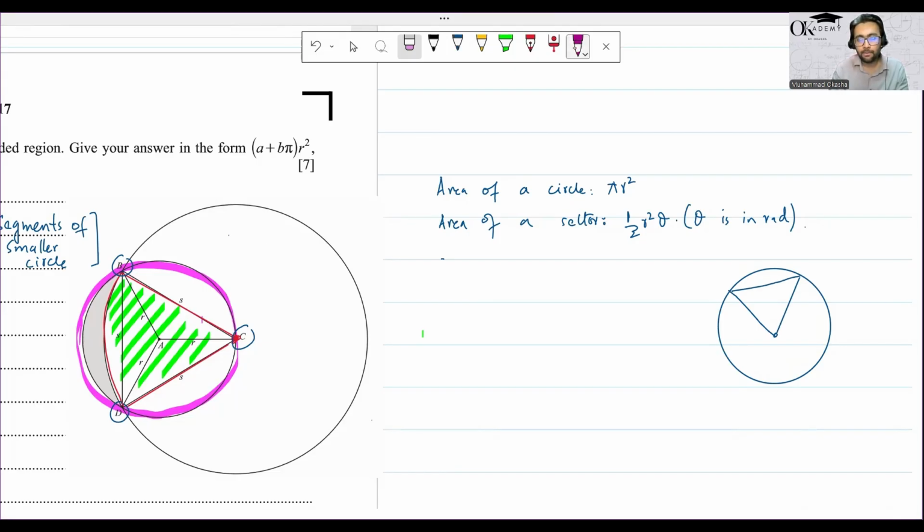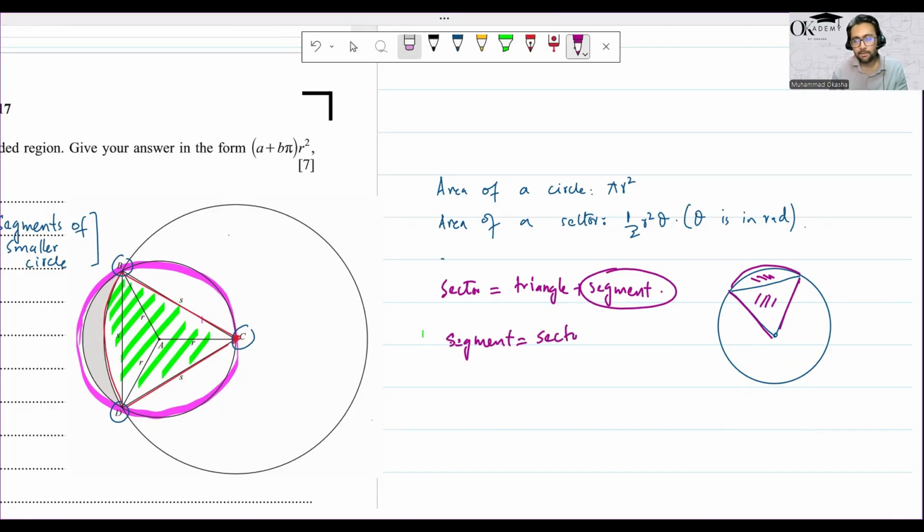If you carefully notice, the entire sector of the circle is made up of a triangle plus a segment. Does that make sense? Triangle plus segment, which means if I have to find the area of a segment, I can just take the area of a sector and subtract the area of a triangle from it. I just simply rearrange the same equation.